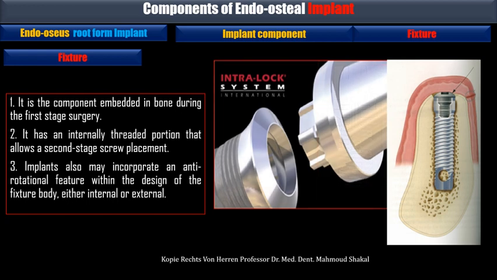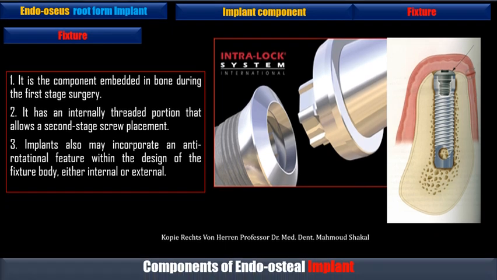The implant may incorporate an anti-rotational feature denoted by an external or internal hex within the design of the fixture body, either internal or external, and that would prevent rotation of the abutment and loosening of the screw that may lead to failure of the abutment and movement.